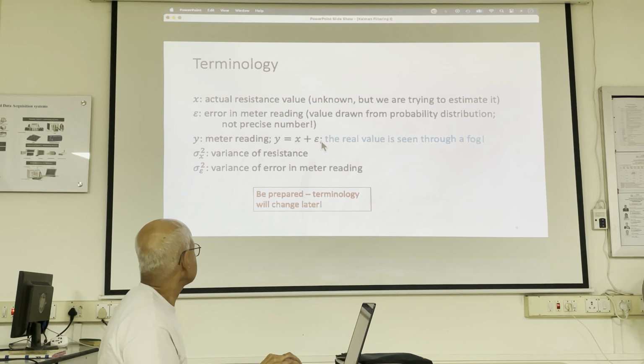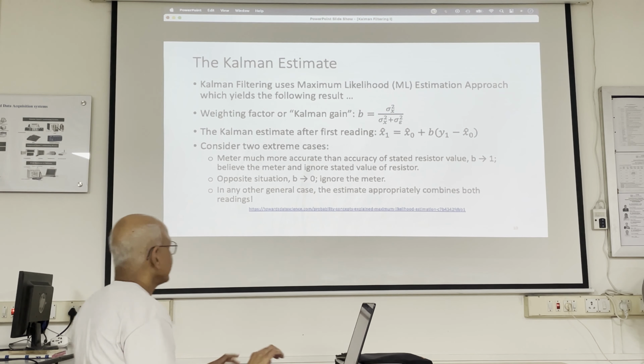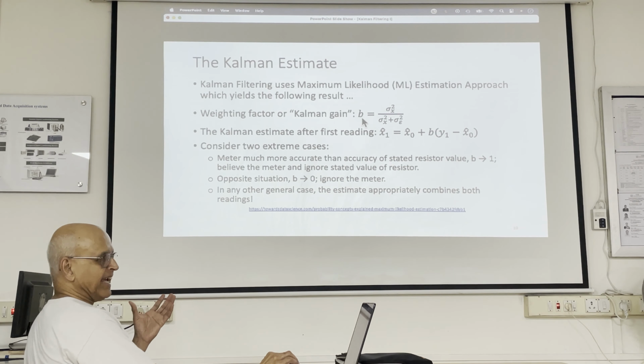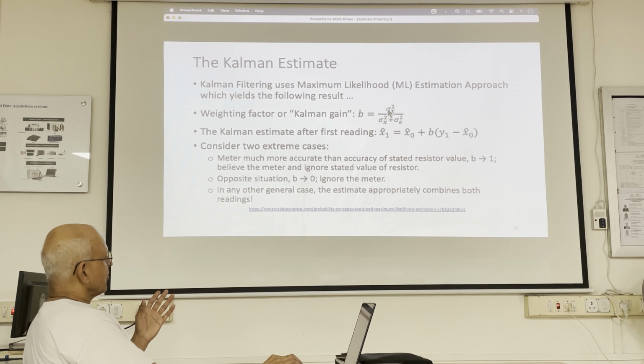So we'll quickly get to the Kalman result, because we're not deriving anything. I used to derive it once upon a time, but I gave up on that. So there is something known as the Kalman gain. B is the Kalman gain. Let's stop here and look at how it's constructed.